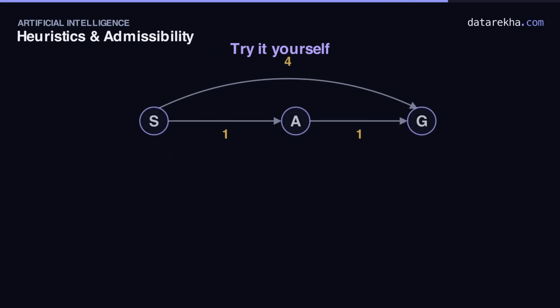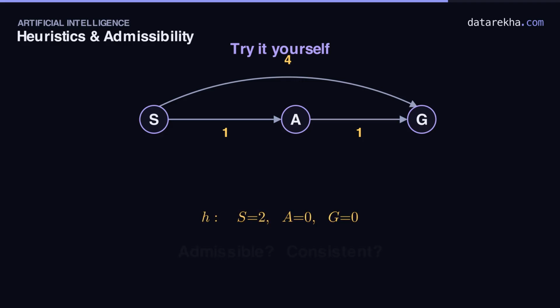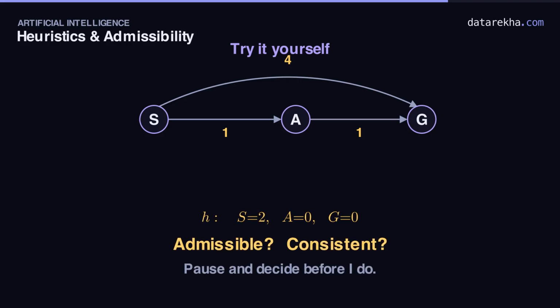Your turn. Here's a fresh graph. S to A costs 1, A to G costs 1, and a direct S to G costs 4. Someone proposes this heuristic: h of S is 2, A is 0, G is 0. Two questions. Is it admissible? Is it consistent? Pause, work it out. Then check yourself against me.